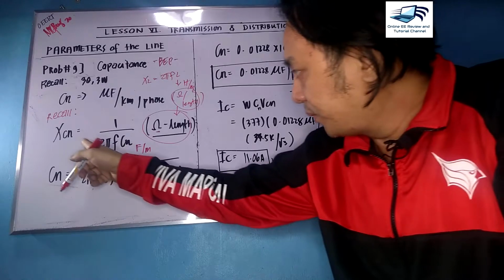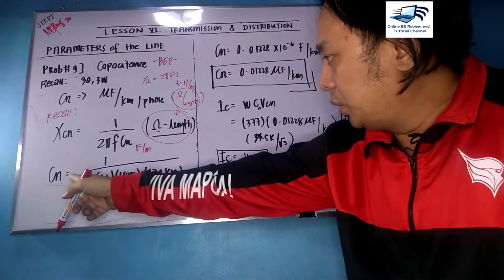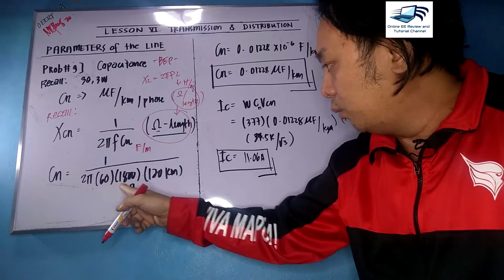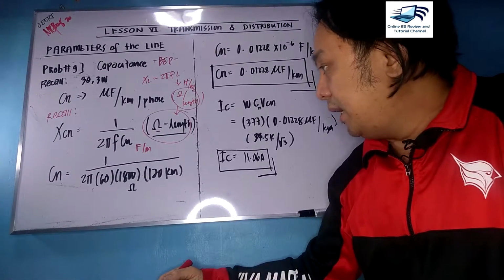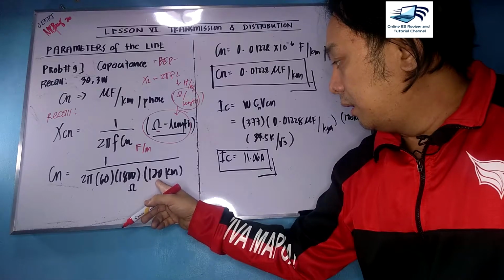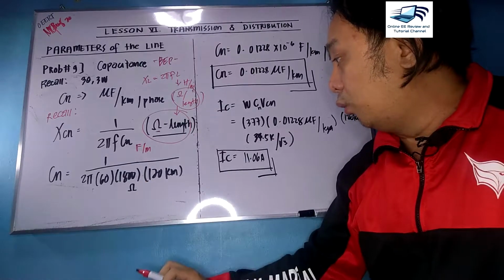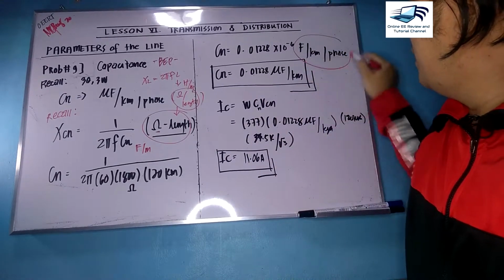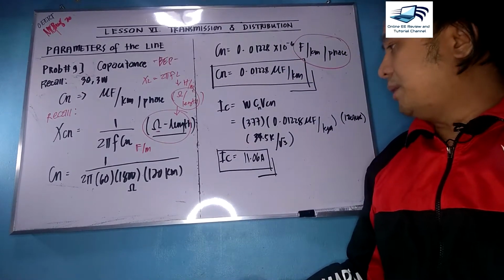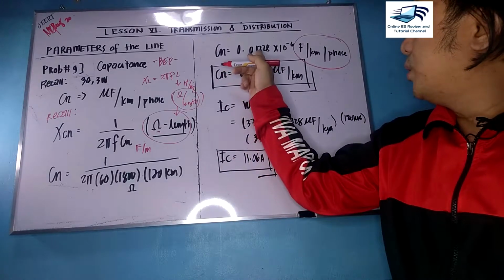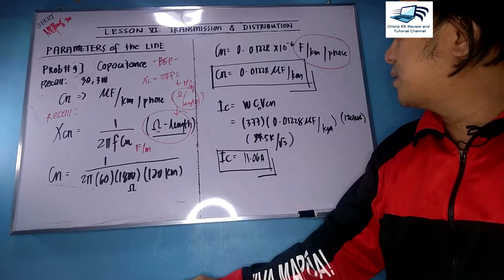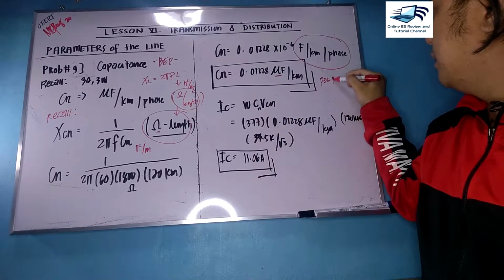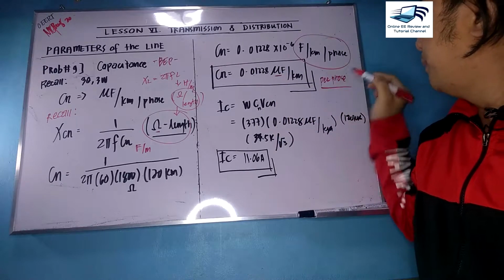So just rearrange the equation. You have your Cn equals 1 over 2 pi f, which is 377 or 2 pi 60, times 1,800 which is the XCn, and then 120 kilometer. It must be ohm-kilometer. And thus, we have here in farad per kilometer basis, 0.012228 times 10 to the negative 6, or in microfarad per kilometer per phase. Okay, a very, very simple problem, guys.